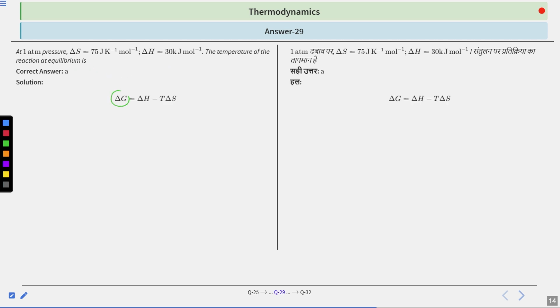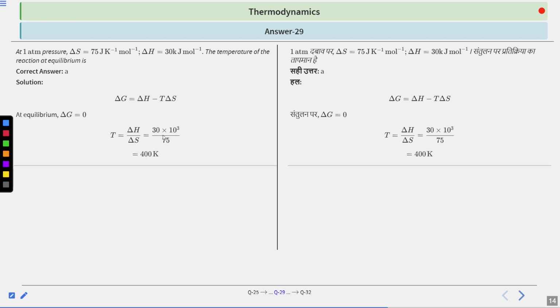So we know delta G is equal to delta H minus T delta S, and at equilibrium your delta G is equal to 0. Okay, so this is very very important. You should remember this, that at equilibrium your delta G will become 0. Hence temperature will be delta H by delta S, that is 3 into 10 to the power 3 by 75, and your correct answer will be 400 Kelvin. Clear? So in this way you will solve this question.